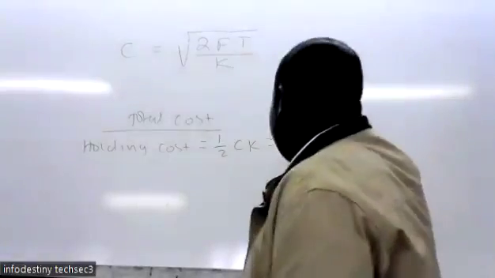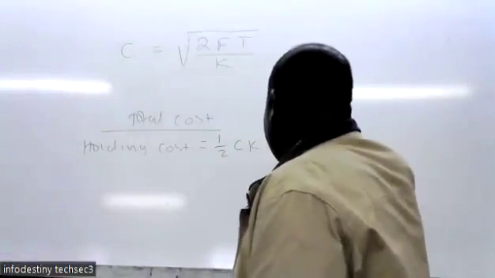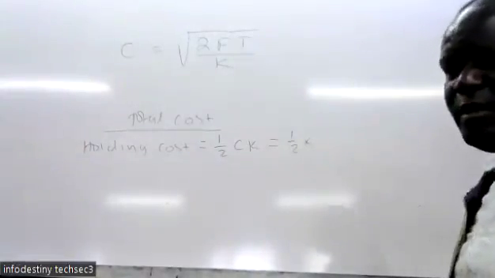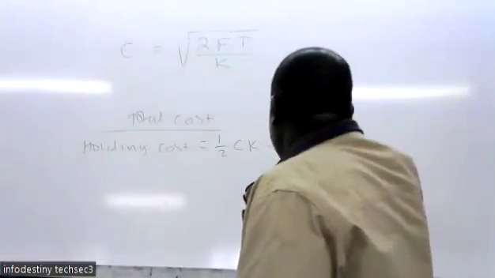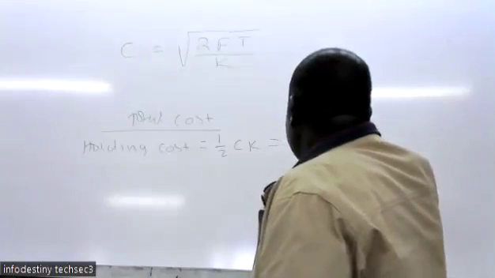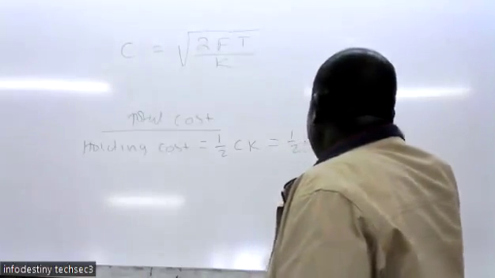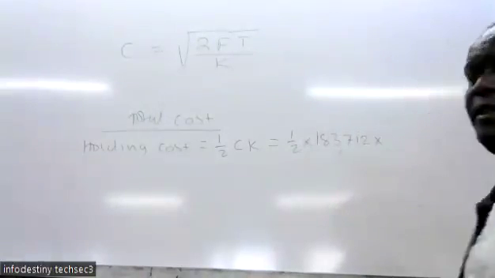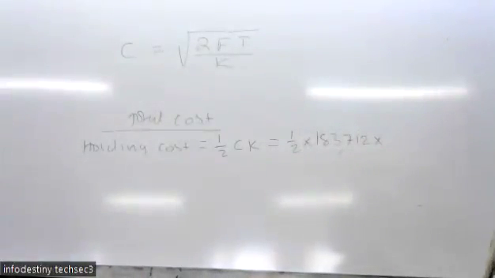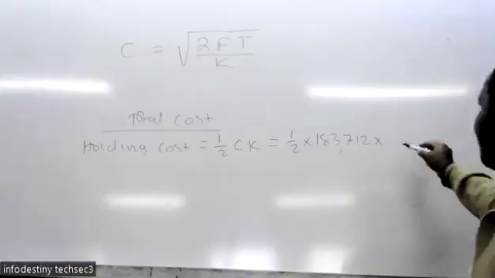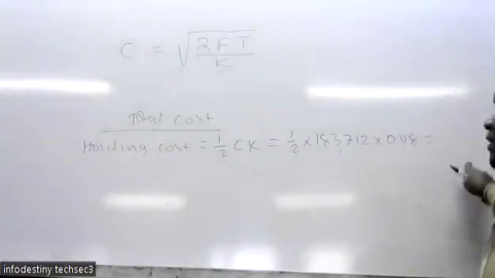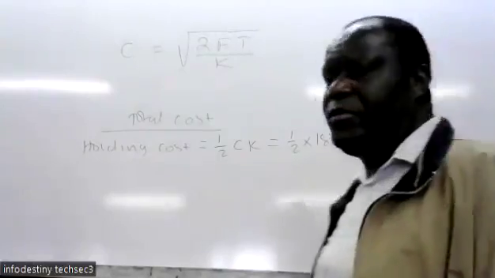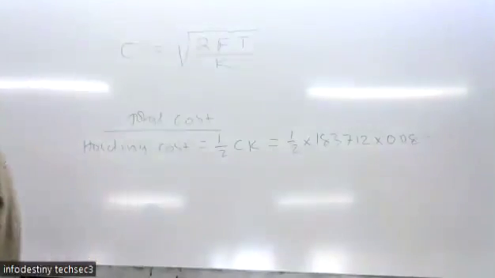We have all these details. C, we know we got 100 and 183,712. K is the interest rate, which is 8%, the same as 0.08. That should give you the holding cost.